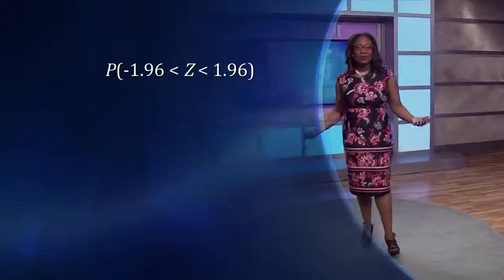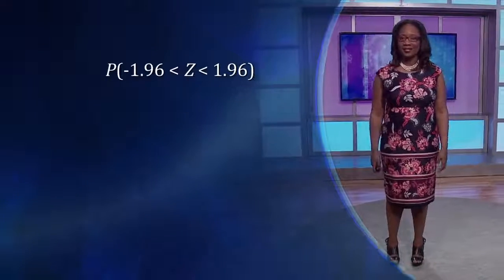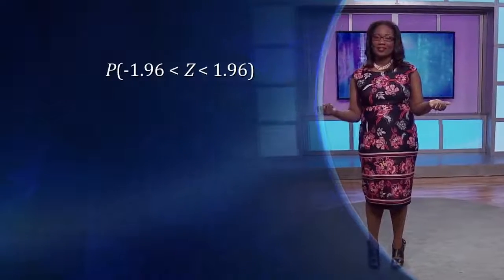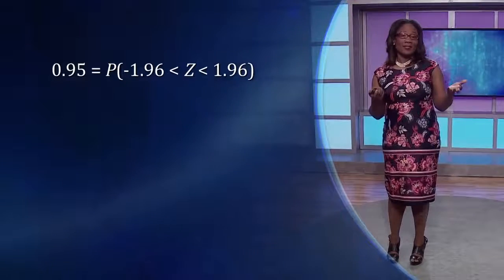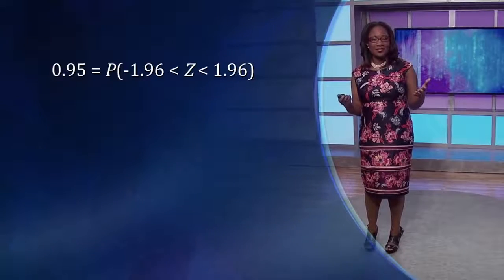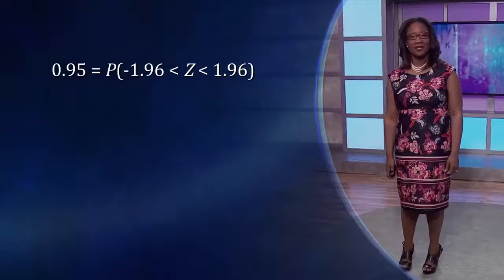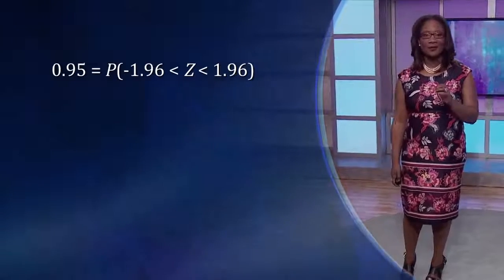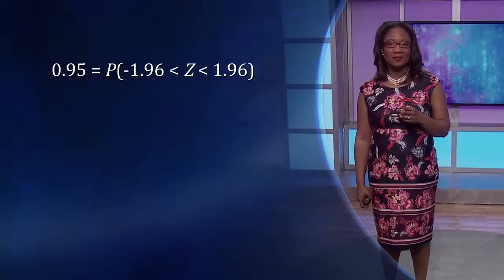So we know that the probability that z is between negative 1.96 and 1.96 is 0.95. Remember, we talked about that early on, that for the standard normal distribution, we know that about 95% of the data is within around plus or minus 2 standard deviations of the mean. So those exact numbers are 1.96 and minus 1.96. So that's where you see this top equation.